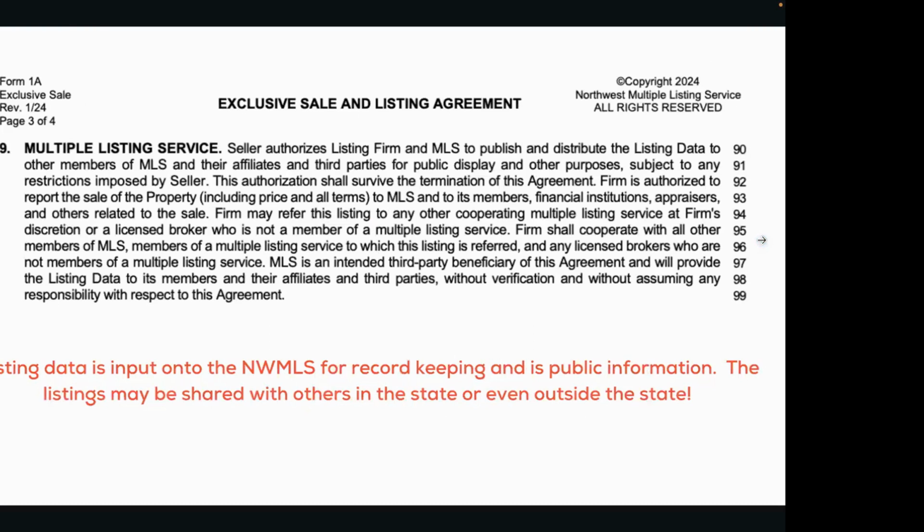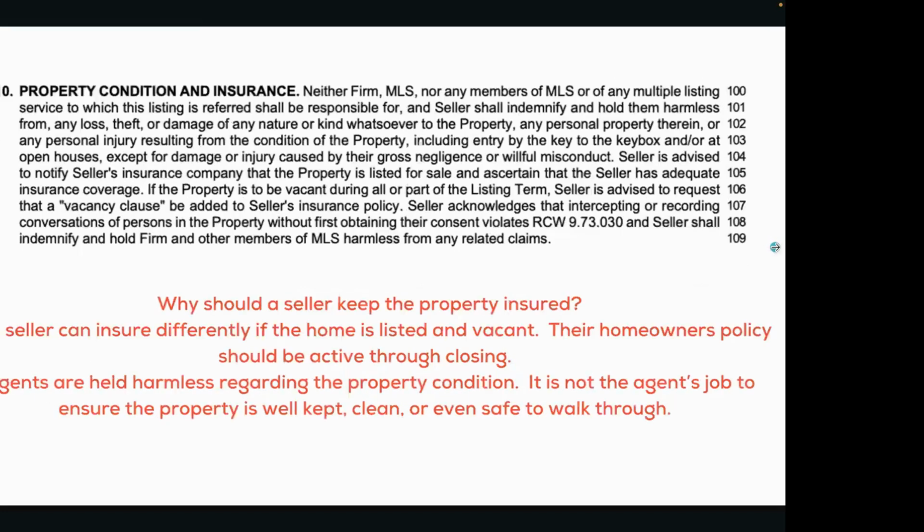When we have a listing agreement, the information is put into the Northwest MLS. This is done for record keeping. It is public information, and the listings may be shared with others outside the state or area. This is just a way for us to publicly track everything. It's also viewed by appraisers and anybody who sells for sale by owner. We can look up that information to do pricing. So this is a pre-agreement to go ahead and let us put that information onto the Northwest MLS.